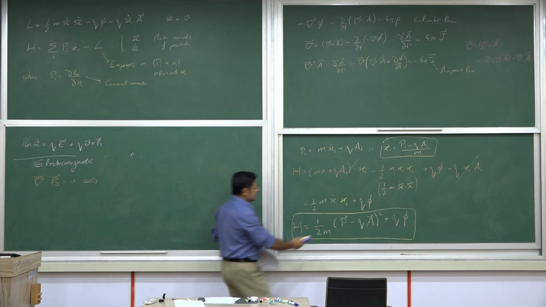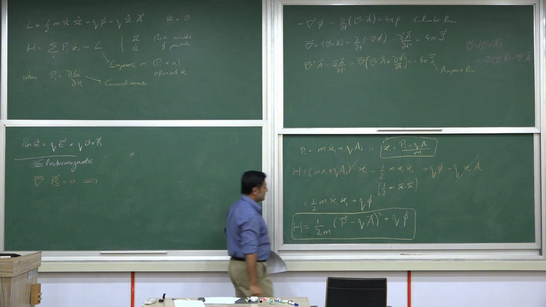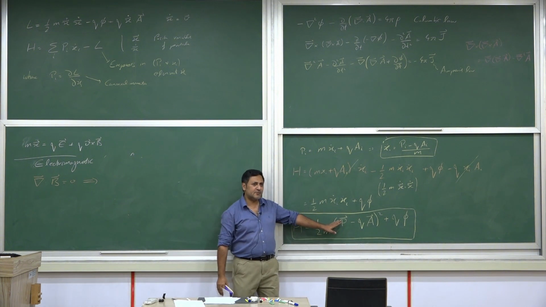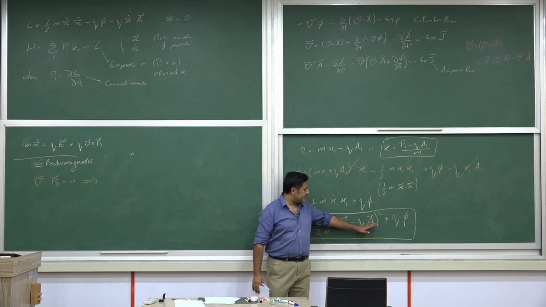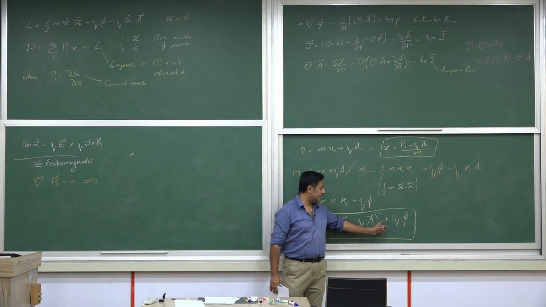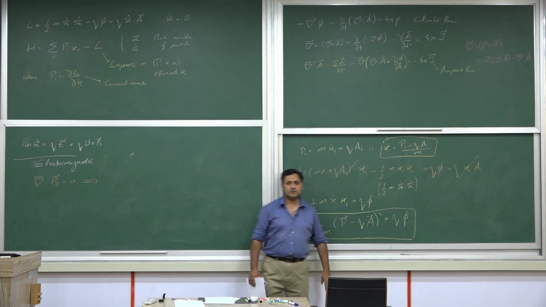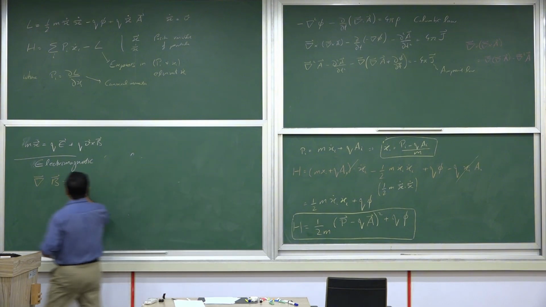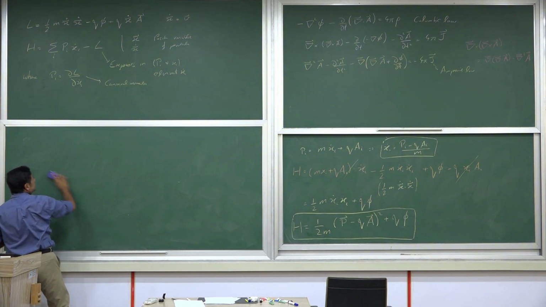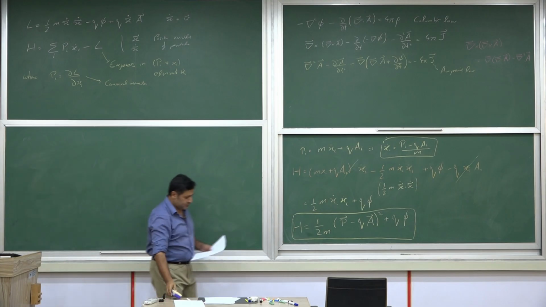Q, by the way, is the charge, and so the prescription is this. You want to write the Hamiltonian for a particle, find the vector and scalar potential of the field in which it's moving, and replace momentum P by P minus QA and add Q phi to the Hamiltonian. So what's the issue with this?